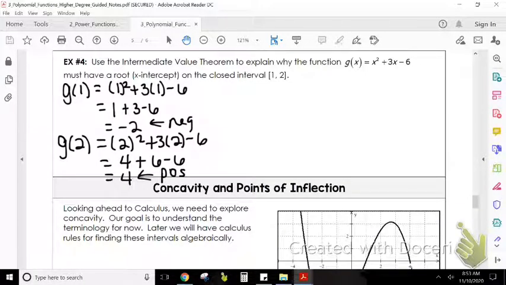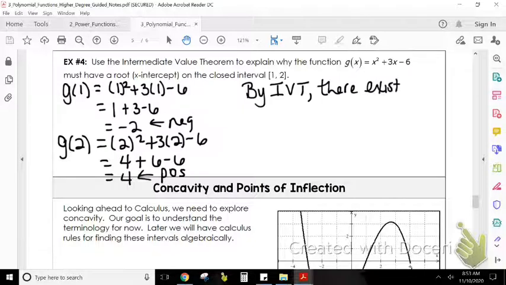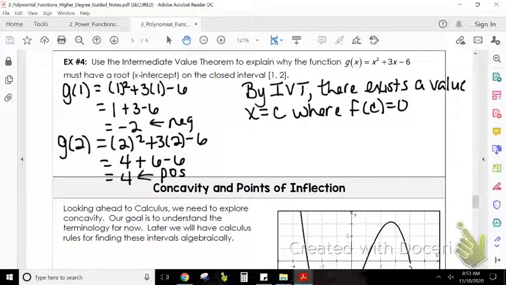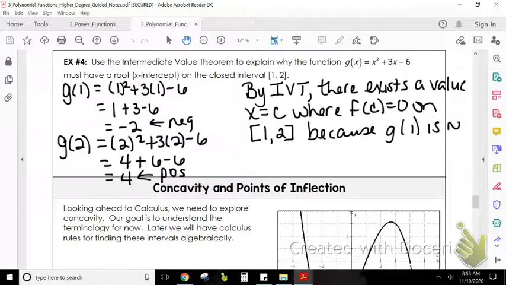Because one y value is negative and one y value is positive, there has to be a 0 in between where x is 1 and 2. We can write that by saying, by the intermediate value theorem, there exists a value x equals c, because we don't know what it is, we didn't have to find it, where f of c equals 0, meaning its y value is 0, on the interval from 1 to 2, because g of 1 is negative and g of 2 is positive.